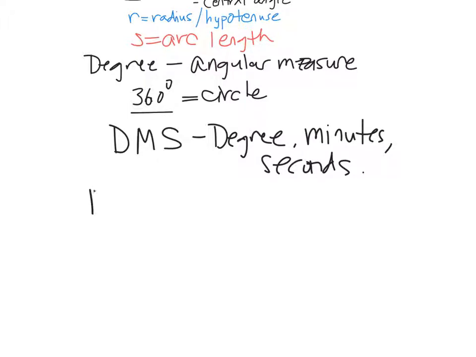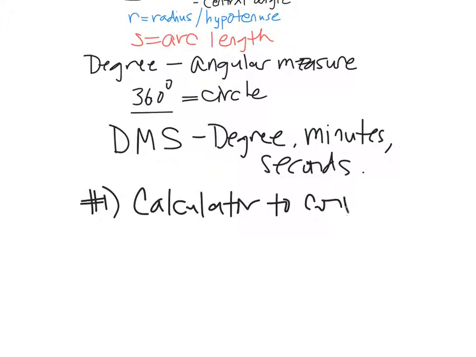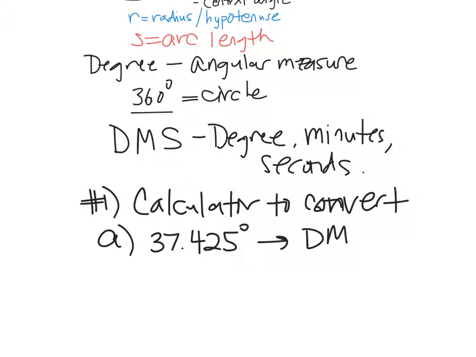So that brings us to our first example of the year, calendar year. Number 1. We're going to use our calculator to convert. So let's start with something that is in decimal form. So letter A. We're going to convert 37.425 degrees into degrees, minutes, and seconds.